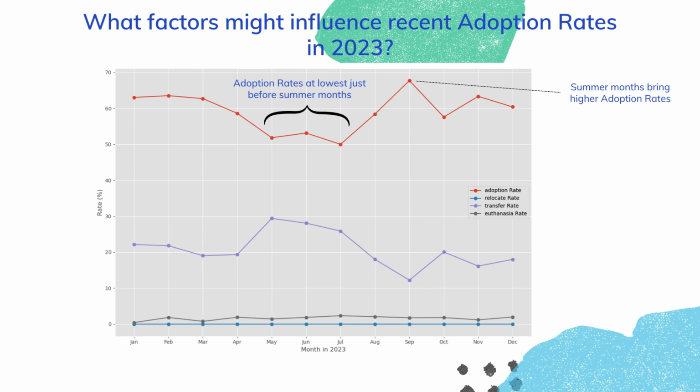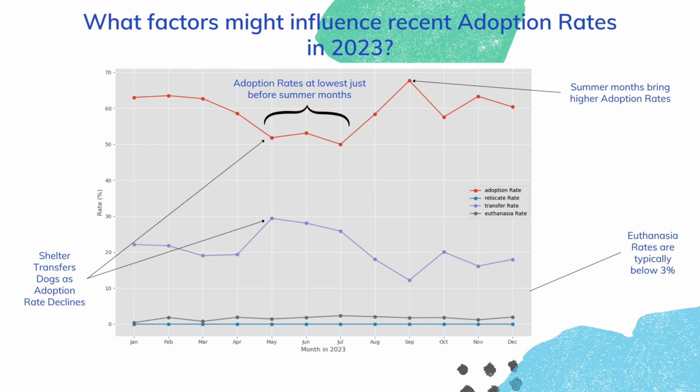And there's an inverse relationship with that of the transfer rate within the shelter. So it appears as adoption rate declines, the shelter attempts to transfer animals out of it and thereby increase spacing and possibly increase capacity for care.